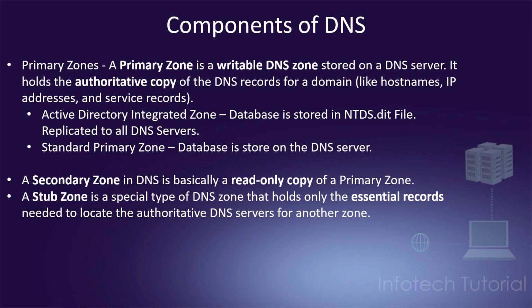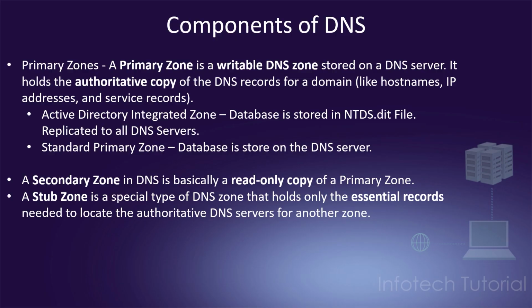And before we proceed, here are some important components of DNS. Now, first we have the primary zone, and the primary zone is a writable DNS zone. It is stored on the DNS server, and it holds the authoritative copy of the DNS zone for a domain. So things like host names, IP addresses, and service records will be stored on the primary zone. Now, when it comes to Active Directory, we have two types of primary zone. We have the Active Directory Integrated Zone, and this database is stored inside of the ntds.dit file, and it is replicated to all DNS servers.